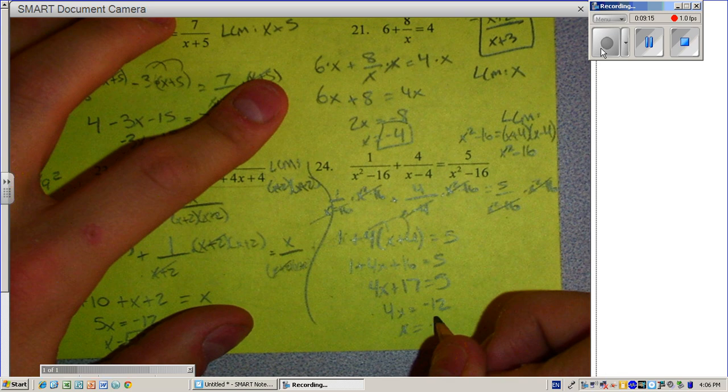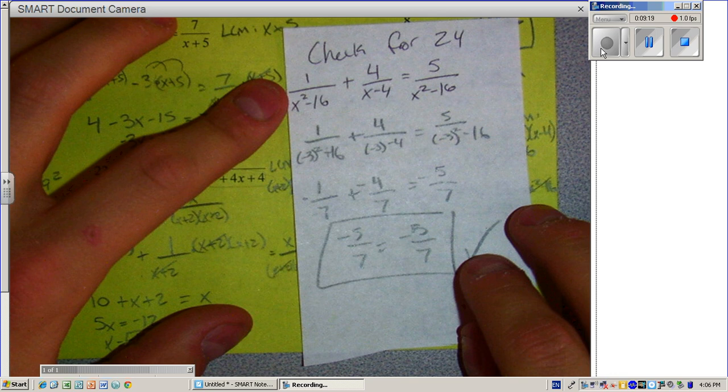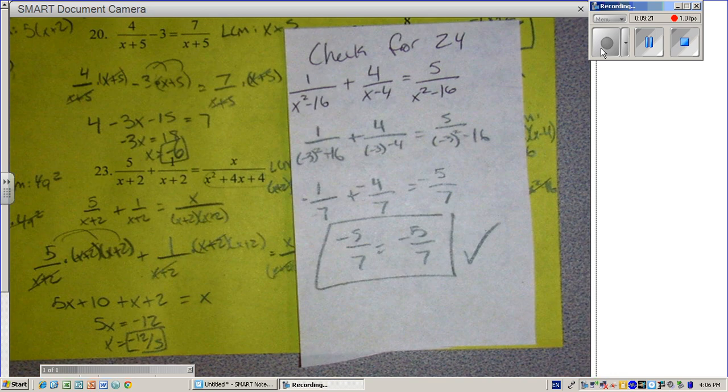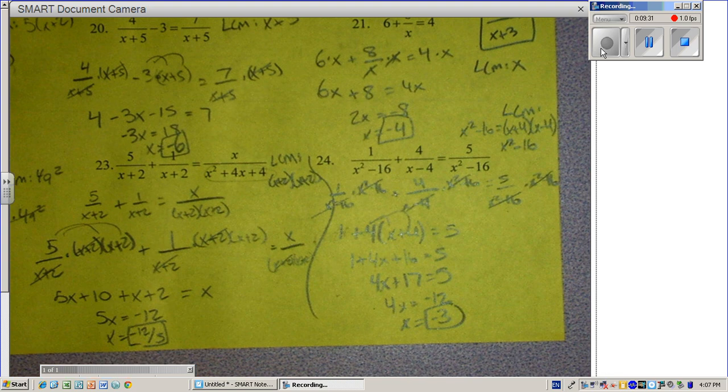X equals negative 3. Just like every other problem, we're going to check really quickly. Wherever I see an x, I'm going to substitute a negative 3 in. And I get negative 5 sevenths equals negative 5 sevenths. Okay, so now we have worked through each one of these problems.